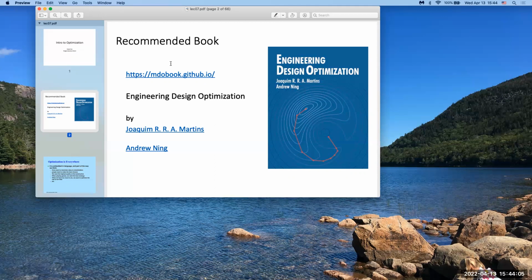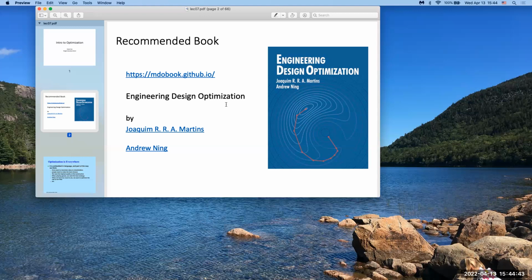Here I recommend one book called Engineering Design Optimization. It's written by Martins and Ning, two gentlemen from UMich, the University of Michigan. This book is basically about all the optimization stuff in the engineering field, but it can also be applied to business. Like the optimization, the solving maths, and how to formulate the problem. Those are some general things for the optimization topic, so you can benefit from this book.